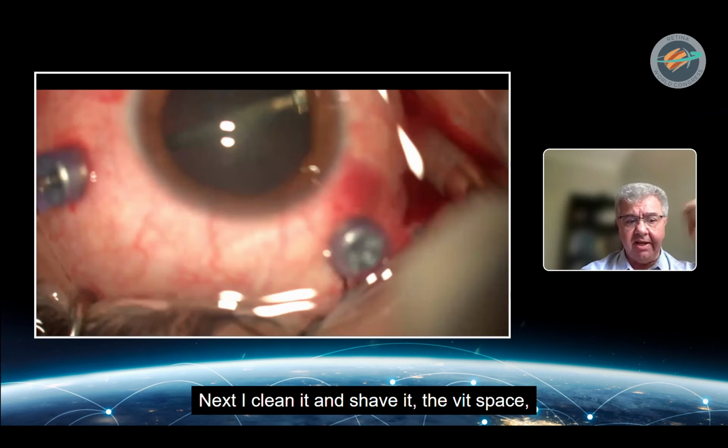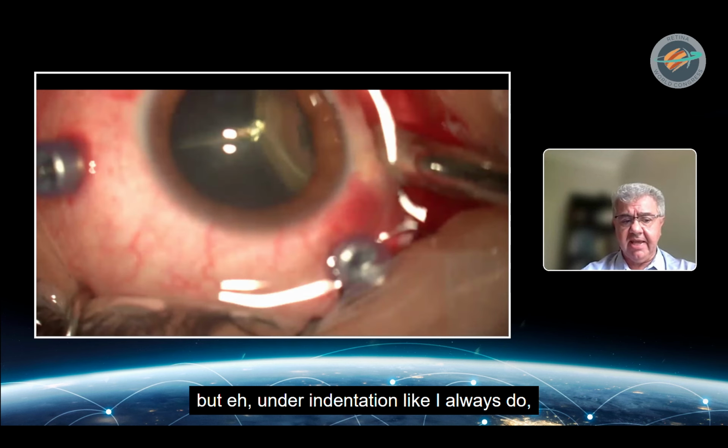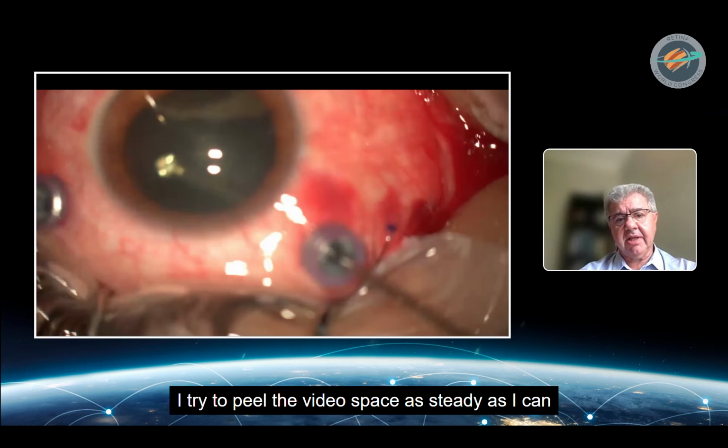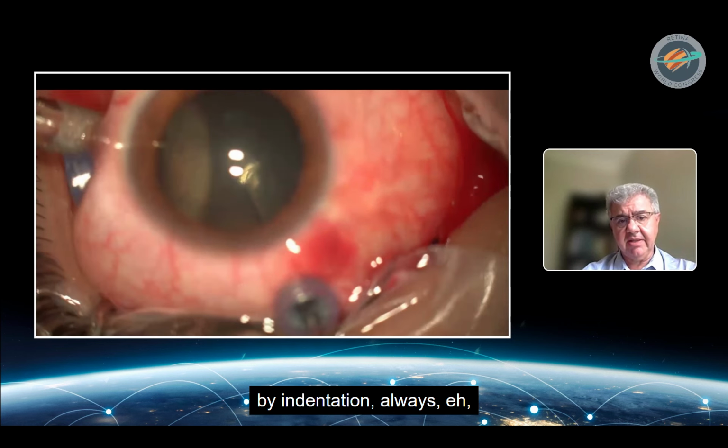Next, I clean and shave the vitreous base, but under indentation, like I always do. I try to peel the vitreous base as tidy as I can by indentation, always.